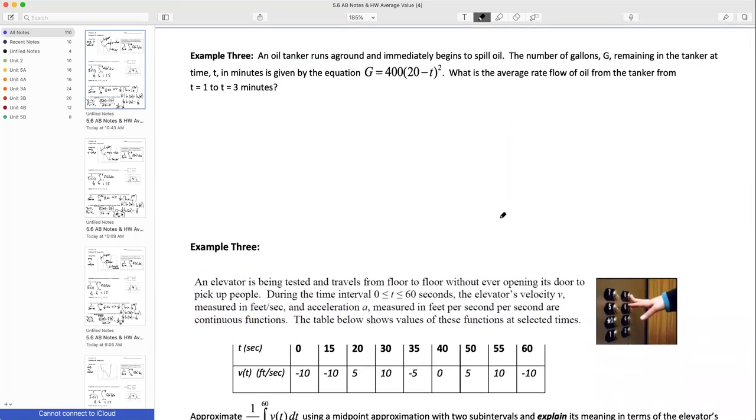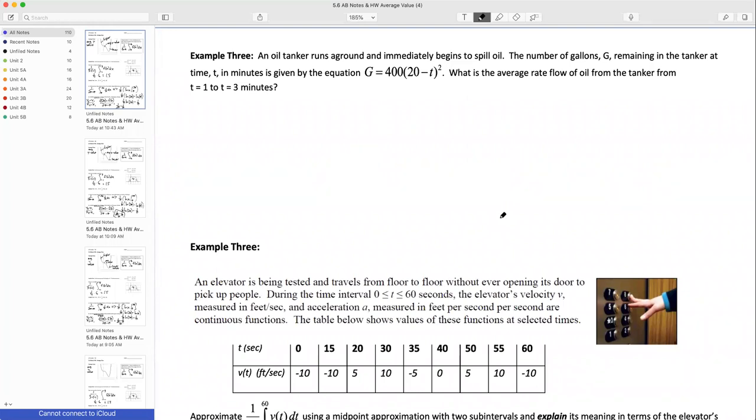An oil tanker runs aground and immediately begins to spill oil. Unfortunately, it happens, like oil tankers run into Alaska, right, and start dumping oil into the bay there. The number of gallons, G, remaining in the tanker at time t in minutes is given by the equation G is equal to 400 times (20 minus t) squared. What is the average rate of flow of oil from the tanker from t equals 1 to t equals 3 minutes?